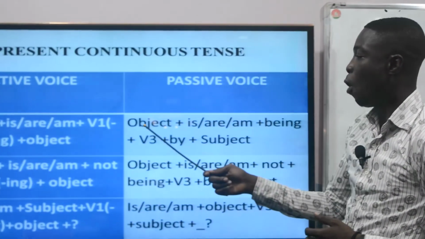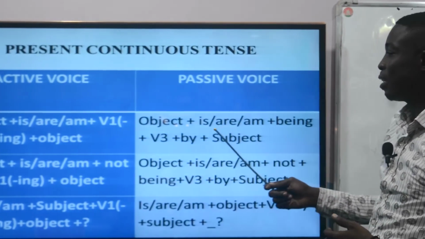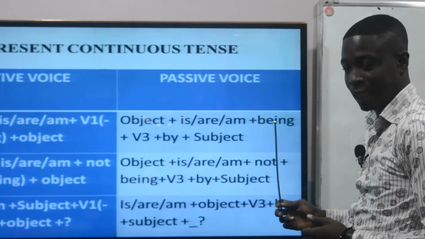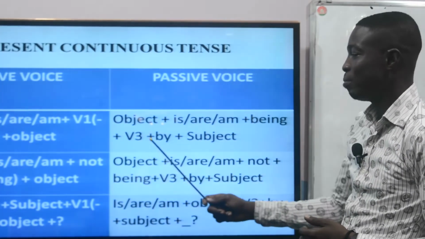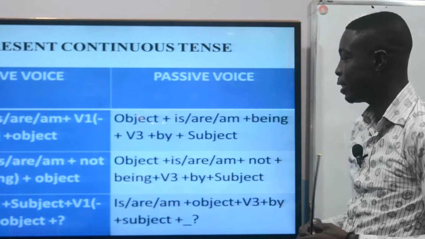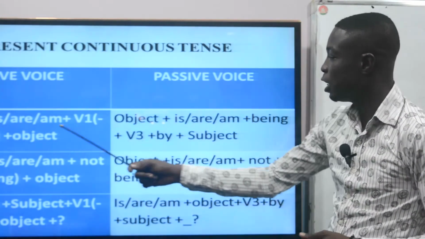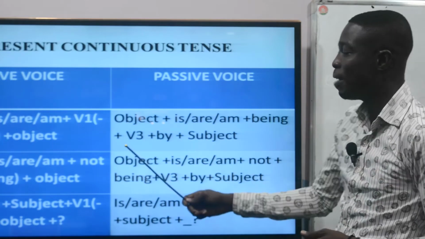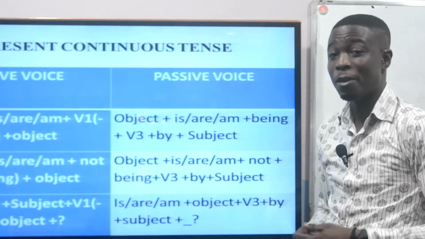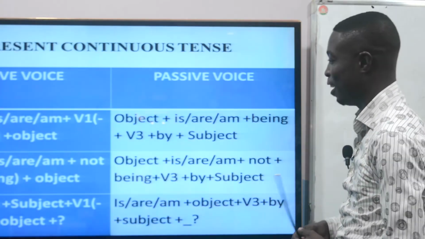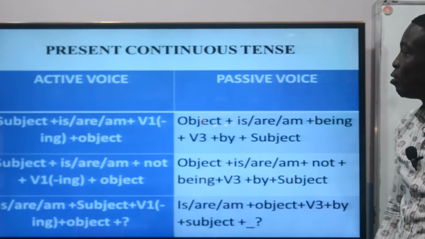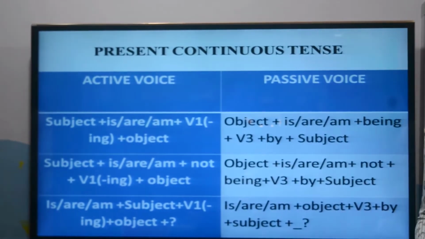Now you have the object plus is, are, or am, plus being, plus V3, plus by, plus the subject. We've already talked about the by and the subject. So the only things that change here are the being and the V3. Don't forget, we said that V3 is the past participle of the verb. Okay, so that is how to change the present continuous tense verb to the passive voice form.